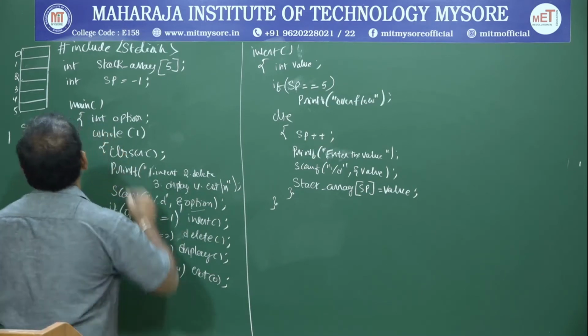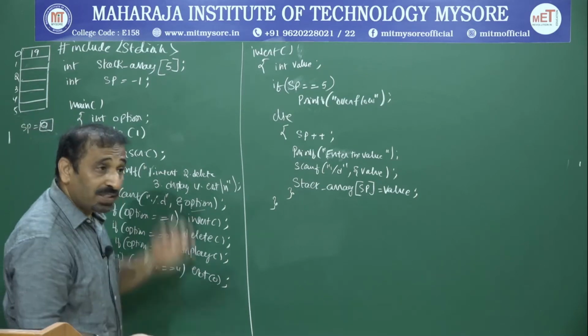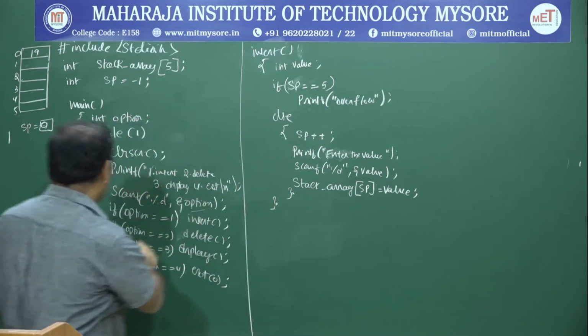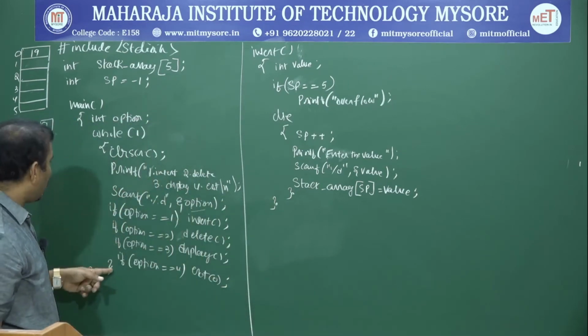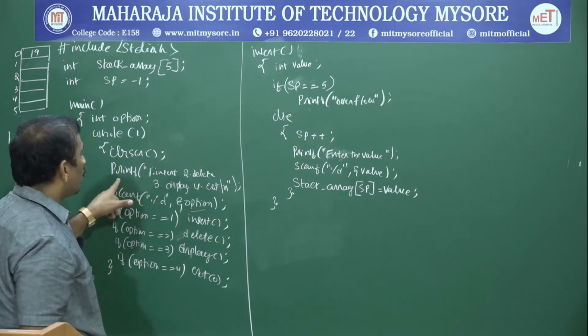Assume that you have stored it like this: 19. Now I will explain how this program works. After this you are coming back here, and since it's a while loop, you are clearing the screen and printing this.